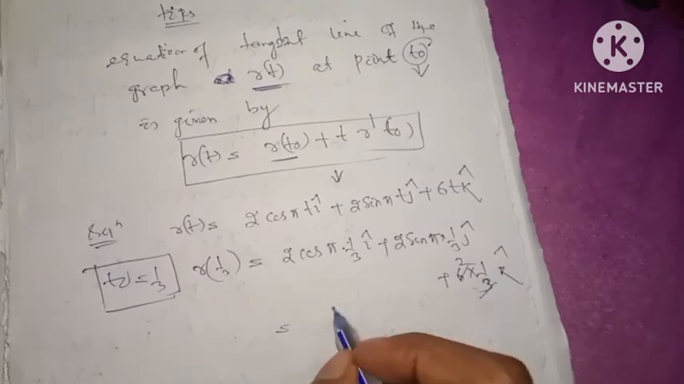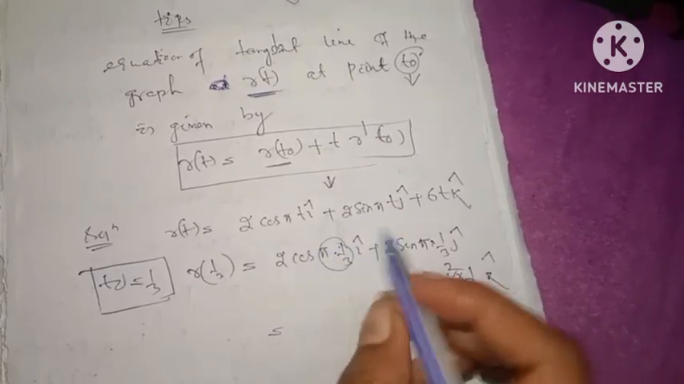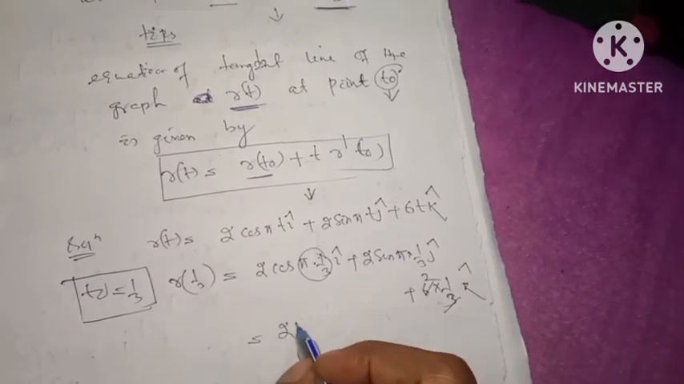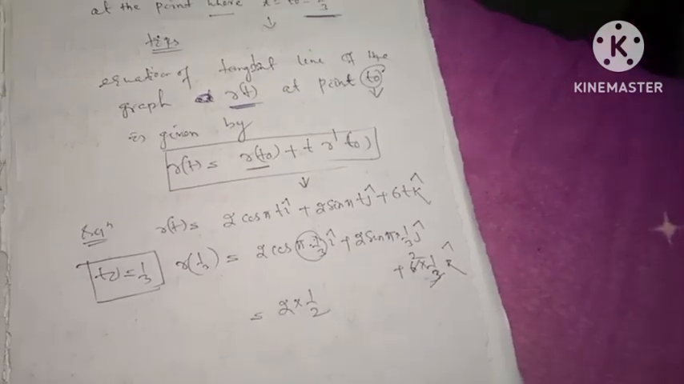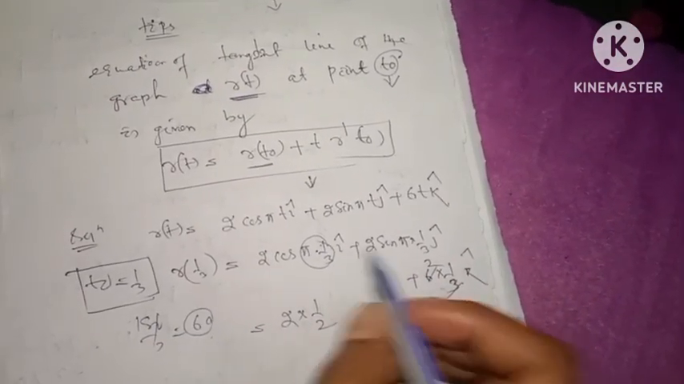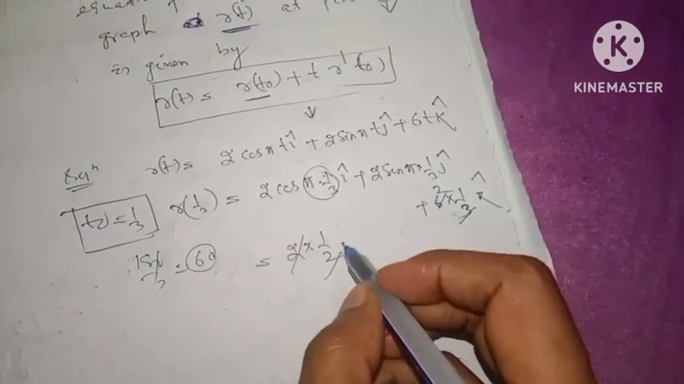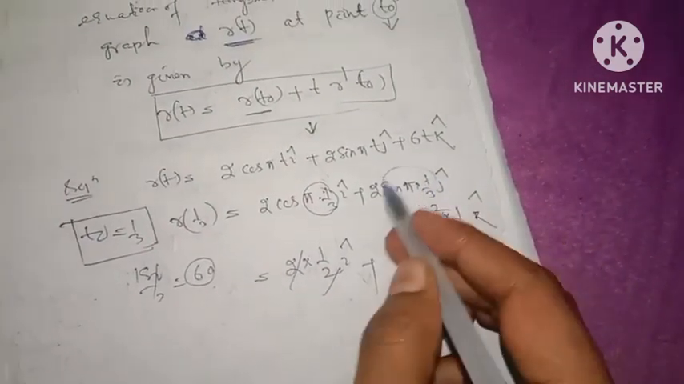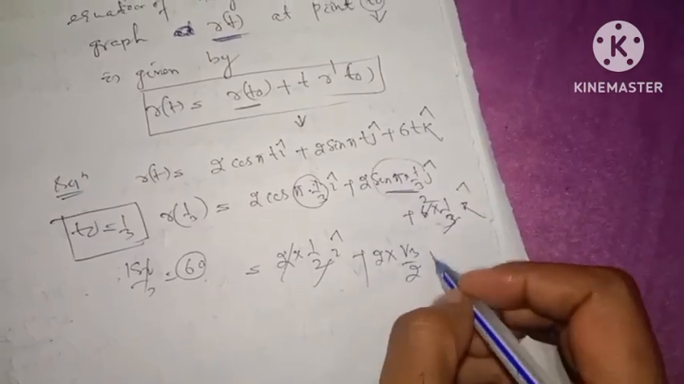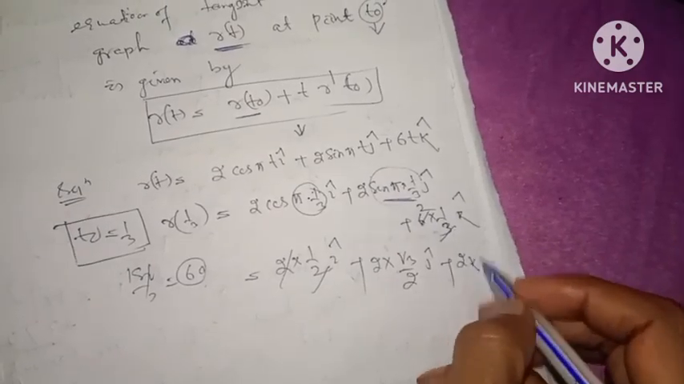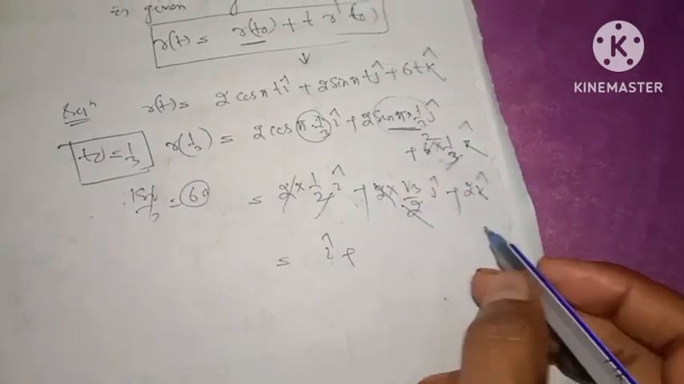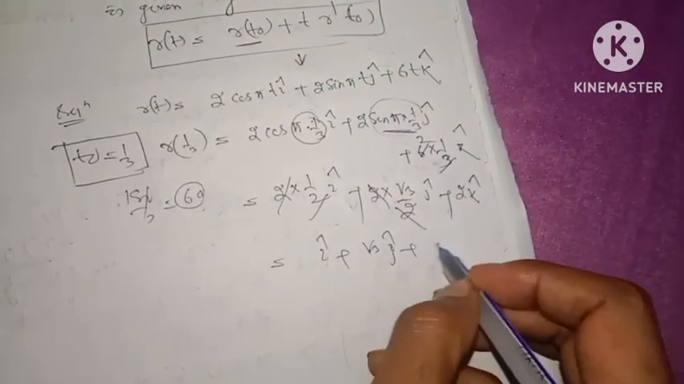What is the value of cos pi by 3? Cos pi by 3 means 180/3, which is 60. What is the value of cos 60? Cos 60 equals half. The 2 cancels. Now sin 60 equals √3/2, so 2 into √3/2 j cap. Then 2 into 1, 2 into k cap. This is i cap, and the 2 and 2 cancel. So this is √3 j cap plus 2 k cap.